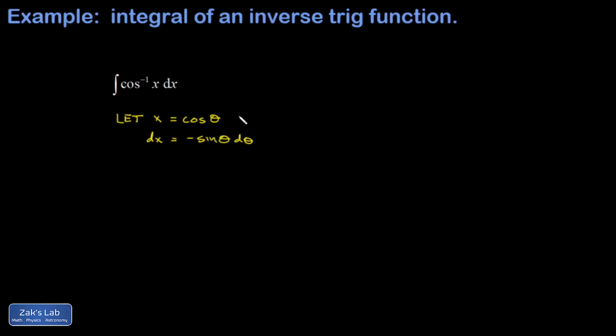And the last thing I want to prep for here is that at the end of the problem, I'm going to have to sub out and replace theta in terms of x. So I may as well prep for that right now. Theta is the inverse cosine of x.